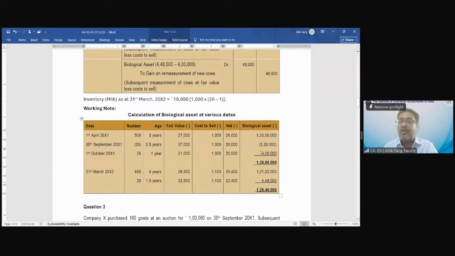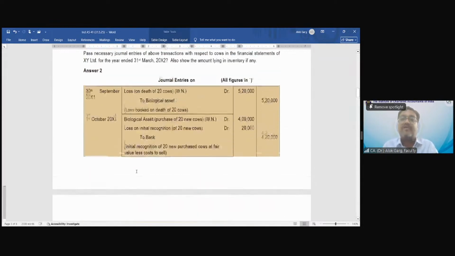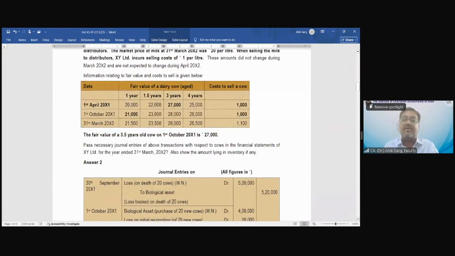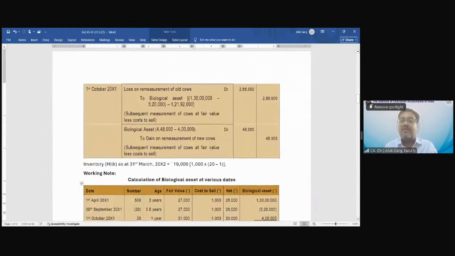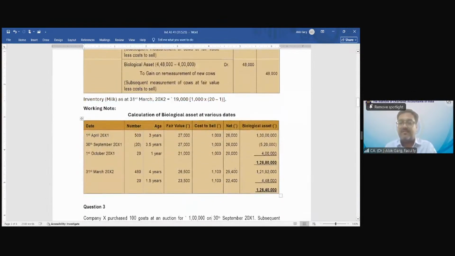On 31st March 20x2, we have only 480 cows. And these cows become 4 years old. And the value of the 4-year-old cow on 31st March 20x2 is 26,500. Cost to sell is 1,100. So this comes out at 25,400. And the value is 1 crore 21 lakh 92,000.